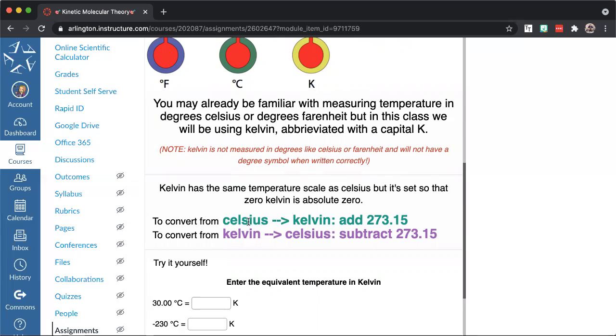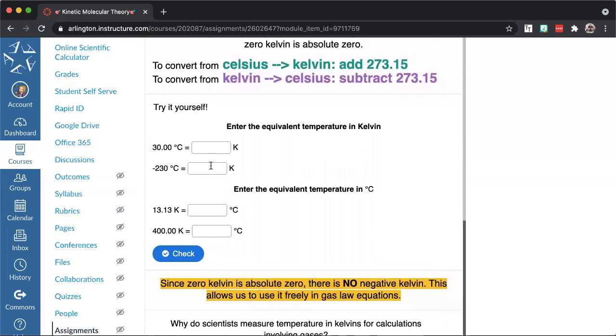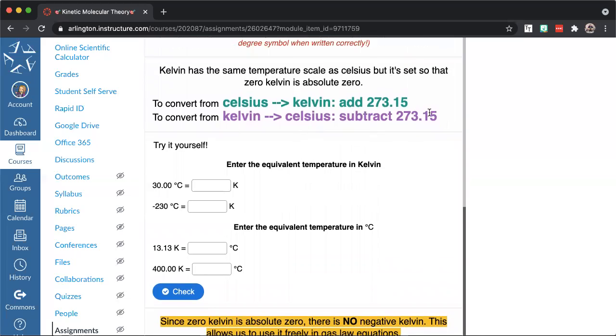And so what happens is if you're given a temperature in Celsius and you want to convert to Kelvin, you just add 273.15. If you're given a temperature in Kelvin and you need to convert it back to Celsius, you just subtract 273.15. So down here, there are a couple examples where you're going to convert from Celsius to Kelvin or Kelvin to Celsius, and you would just follow the information right here.